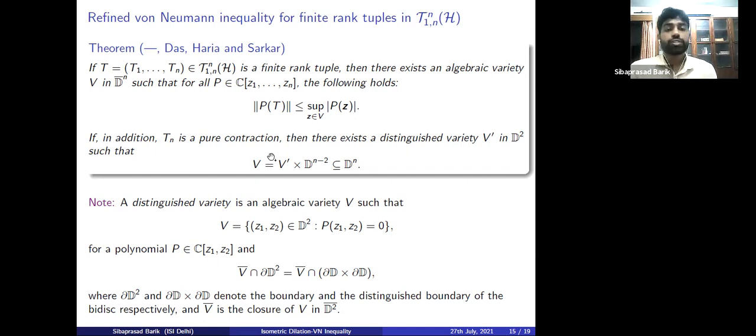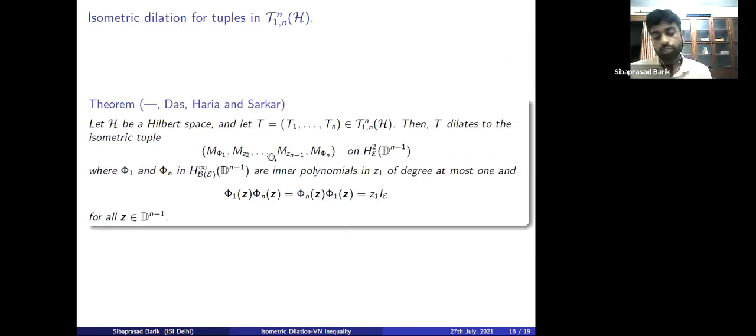So that was all about finite rank tuples of our class. Now we need to find isometric dilation for the general tuples in our class. So using a different method, we find isometric dilation for general tuples in our class tau n 1 and h, and we find them explicitly.